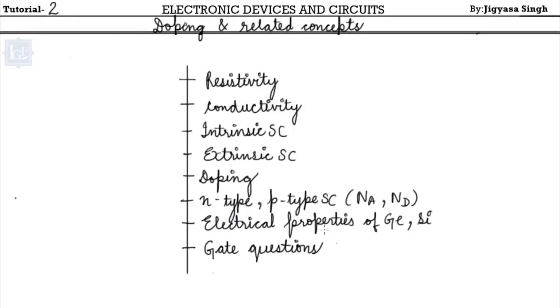In the next video we'll do the law of electrical neutrality, which is left, which is a part of doping. Then we will do Fermi energy, Fermi level, and then the related concepts.